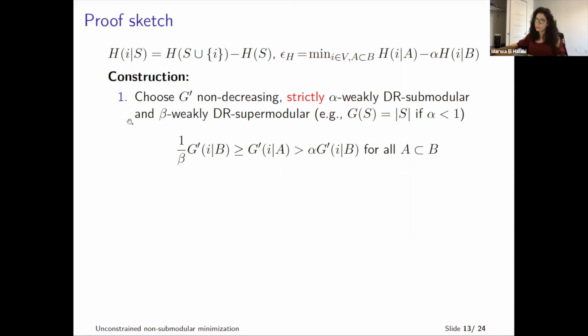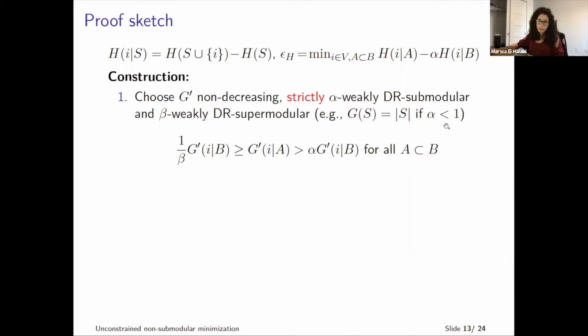Okay, so to construct this decomposition, we start by choosing any function g prime that is non-decreasing and strictly alpha weakly DR submodular and beta weakly DR supramodular. So it will satisfy these inequalities. From the definition of being beta weakly DR supramodular, you have this part of the inequality. And the definition of being weakly DR submodular is typically this one holding with inequality, but because we're saying strictly, we have a strict inequality instead.